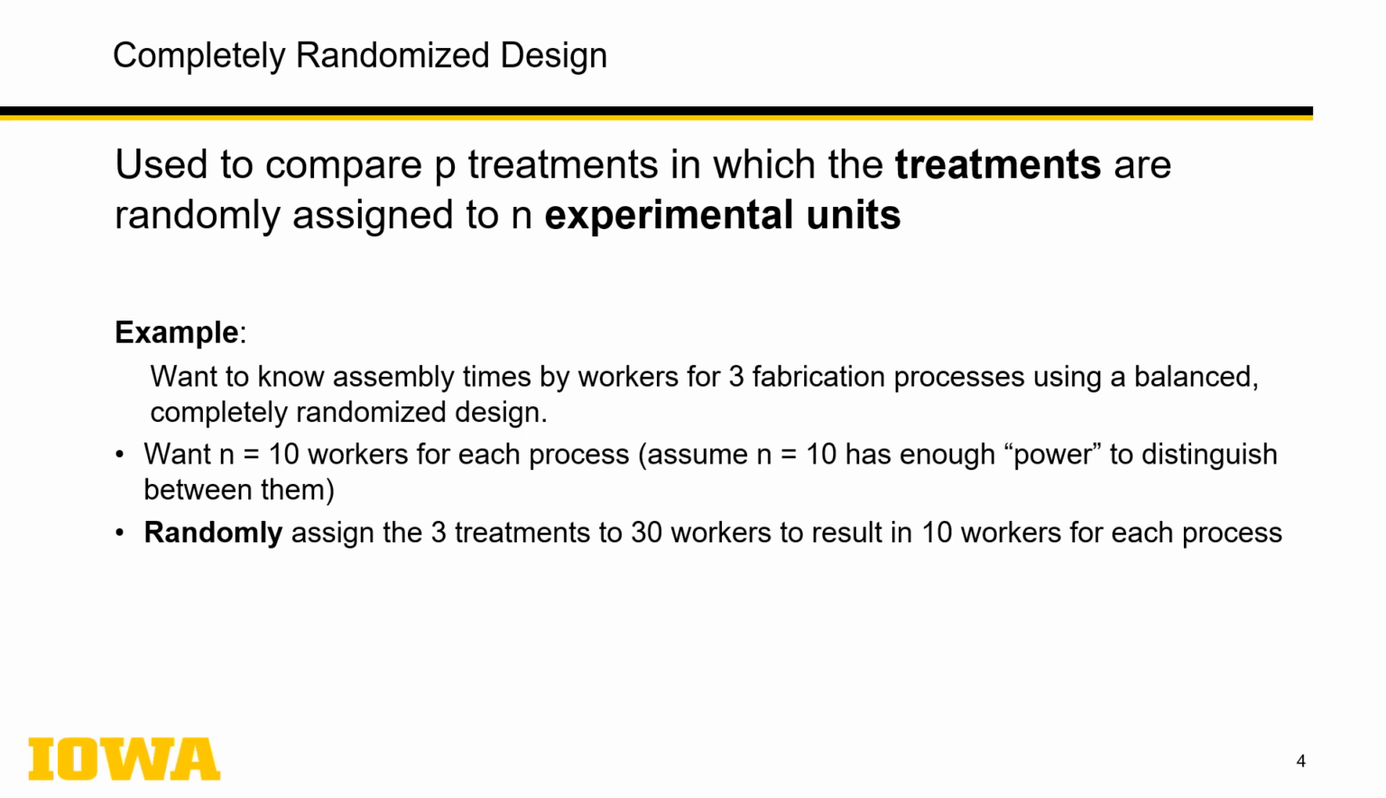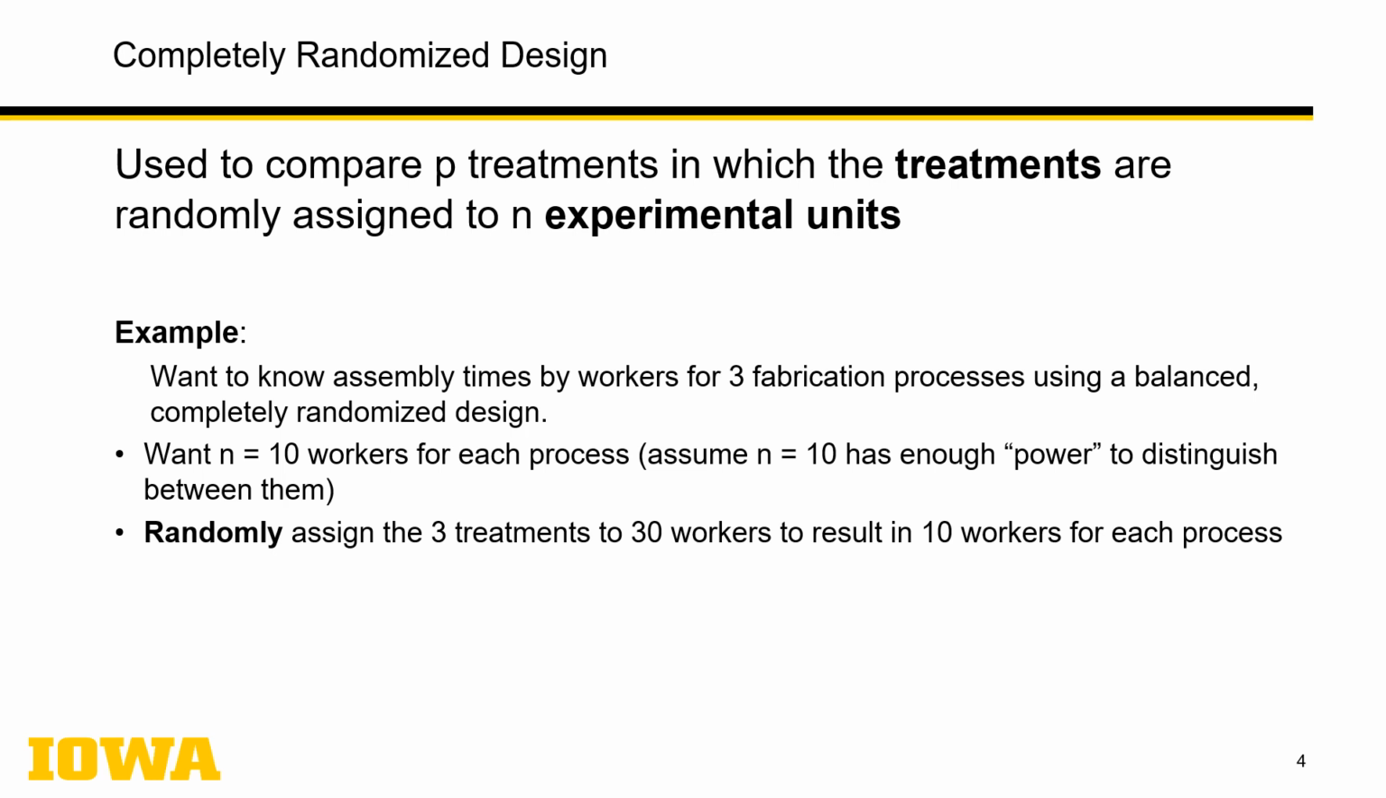Okay, so this completely randomized design, again, let's get back to this concept of used to compare P treatments in which the treatments are randomly assigned to n experimental units. Okay, what does that mean? Well, for example, we want to know how long it takes to assemble a product by workers using 3 different fabrication processes, and they want to know probably which one's the fastest. And they're going to use a balanced, completely randomized design. And that's decided based on their power estimates or whatever to have enough power, but they're going to have 10 workers for each process. So that's also going to balance it out.